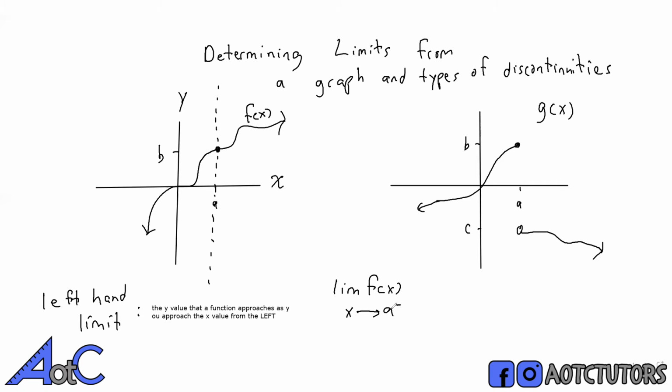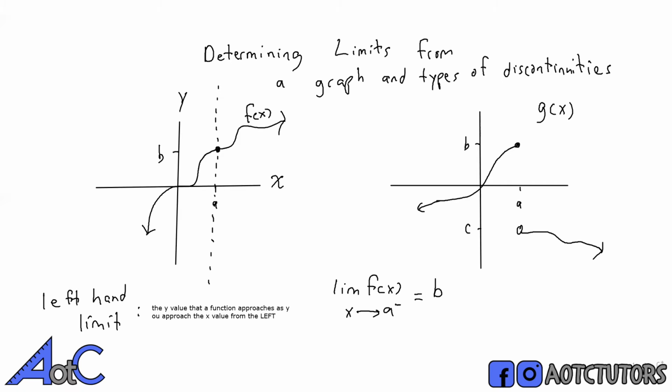Whenever you see a minus sign in the top right corner of your limit value, that means approaching it from the left. And I can clearly see that as I approach a from the left, following my pen along, I'm hitting b. That's the left-hand limit. All right, so pause and write stuff down if you have to.